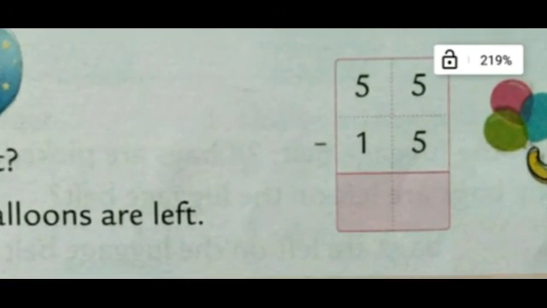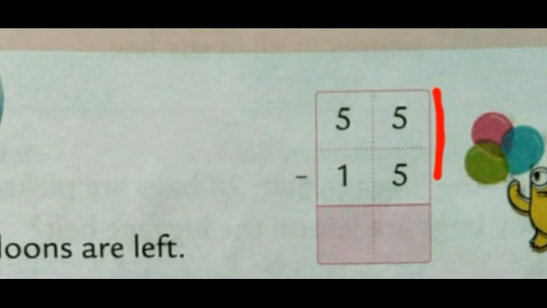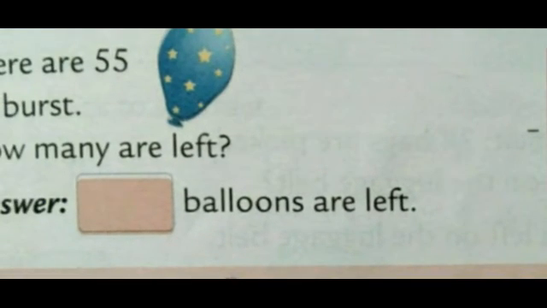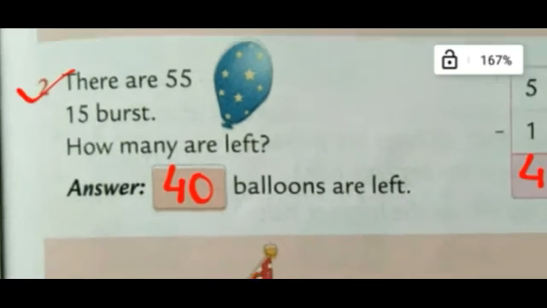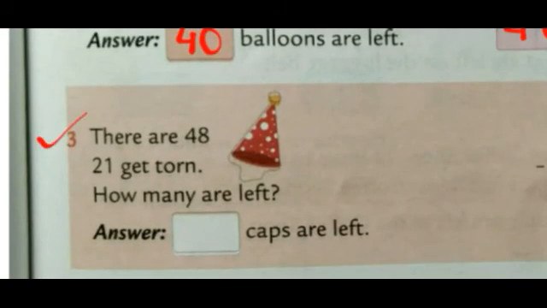Let's find it out. First we will subtract the ones. 5 minus 5 is how much? When we subtract a number from the same number, we'll get 0. And now step number 2, subtract the tens. So what is 5 minus 1? 4. So how many balloons are left? 40 balloons. You can write it here. Okay? See the third one now.